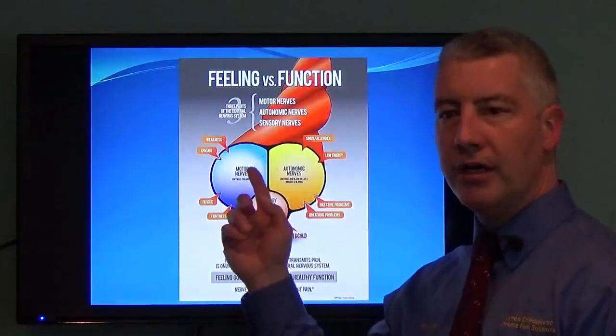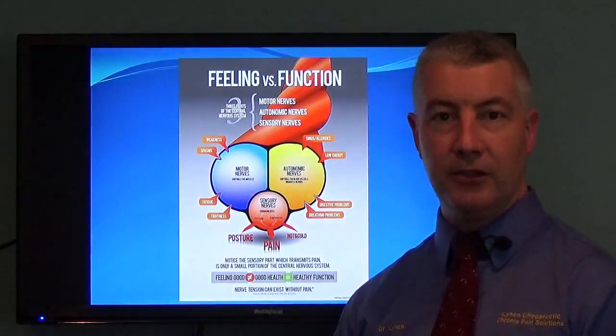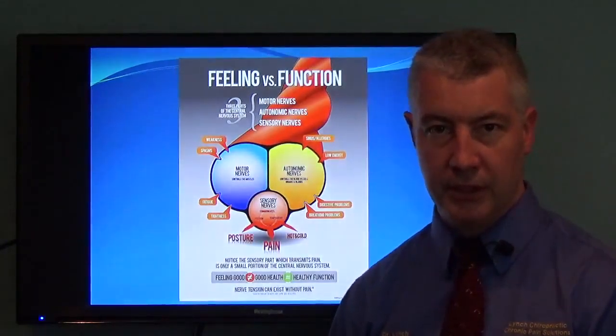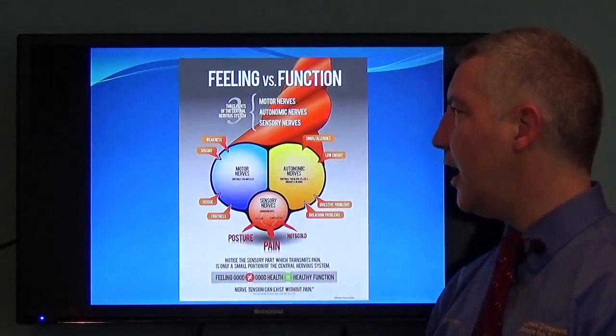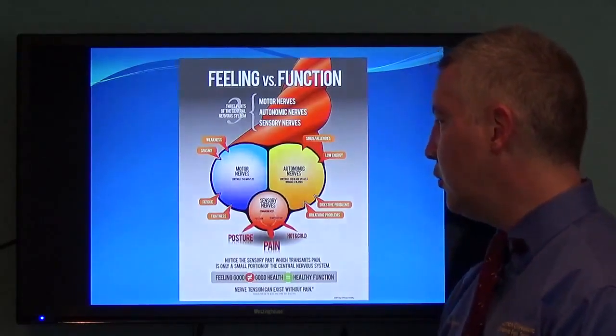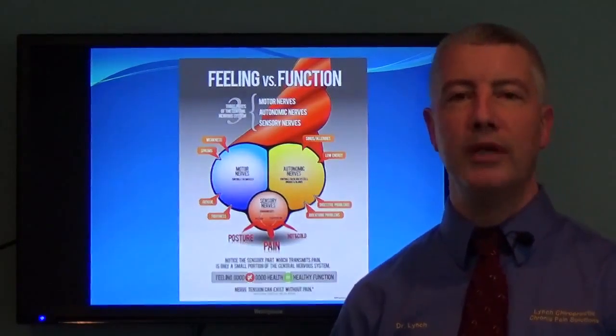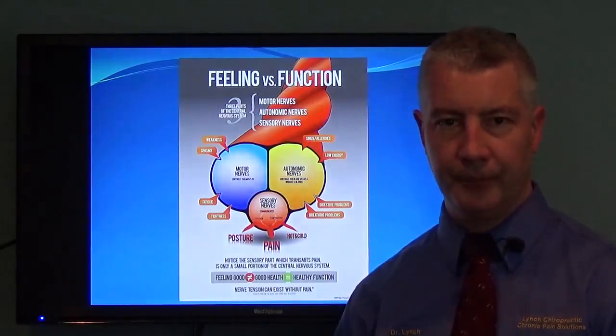Now, you also have autonomic nerves, which go out to your organs and bring information back to the brain from those organs. If those nerves have pressure on them, you'll have sinus and allergy issues. You could have low energy. You could have digestive problems, breathing problems. That's part of your autonomic nervous system.